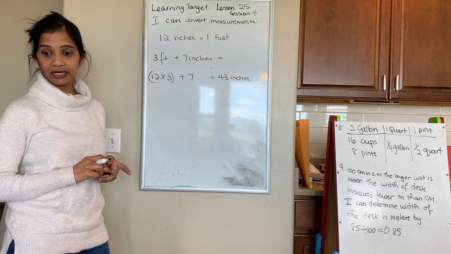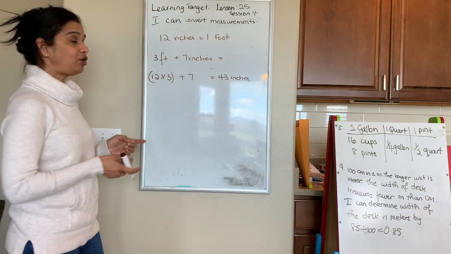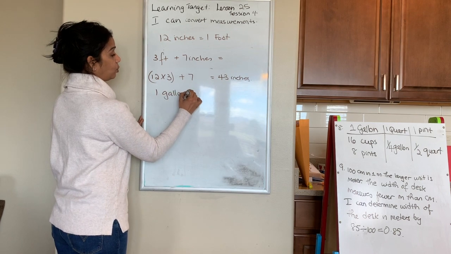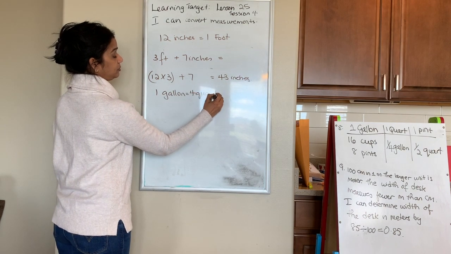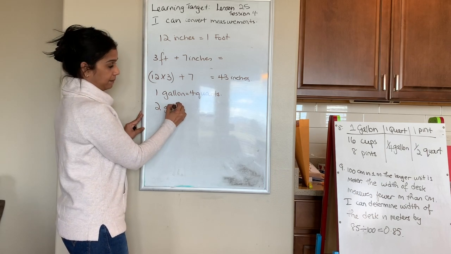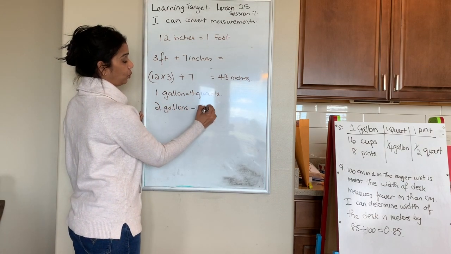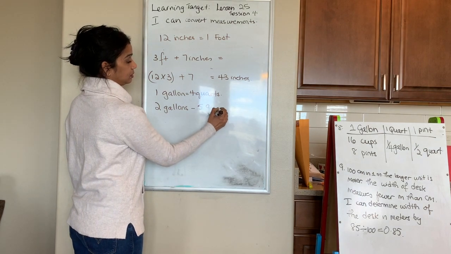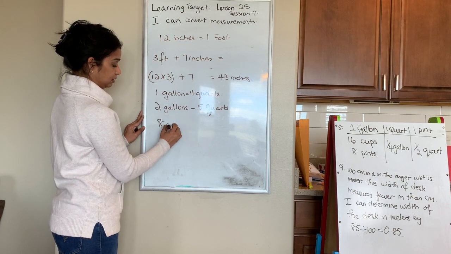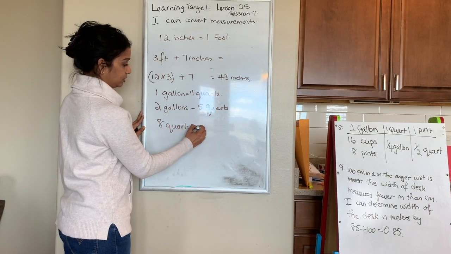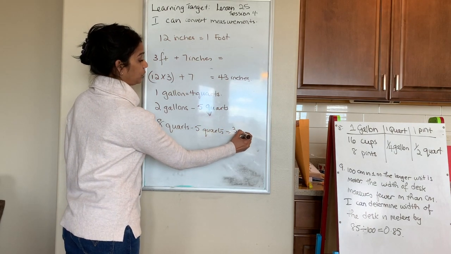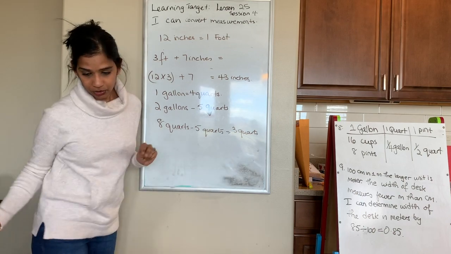B, 2 gallons minus 5 quarts. So how many quarts in a gallon? 1 gallon is 4 quarts, right? So 2 gallons minus 5 quarts. 2 gallons would be what? 8 quarts. 8 quarts minus 5 quarts, the measurements are the same, is equal to 3 quarts. Yep, you're totally right.